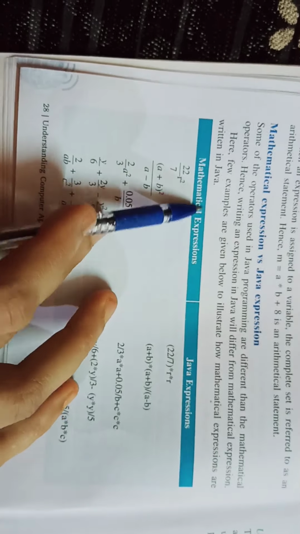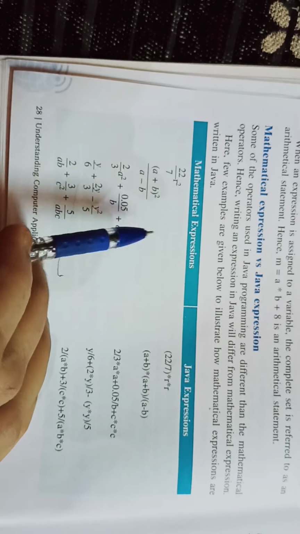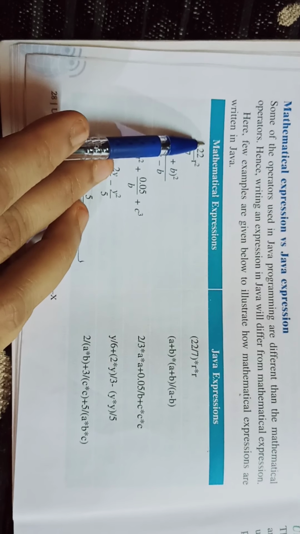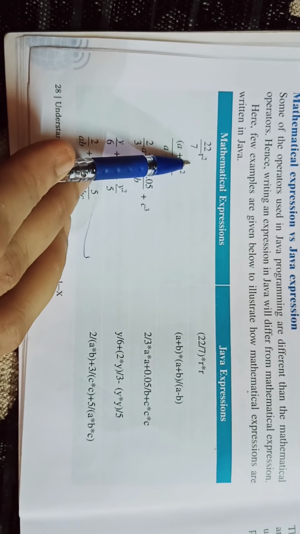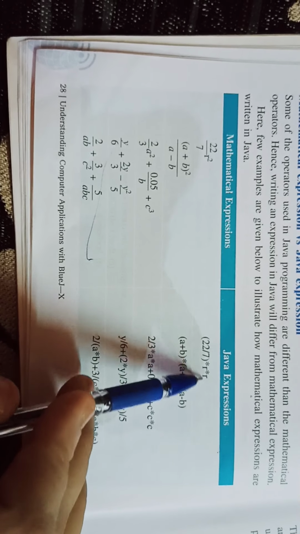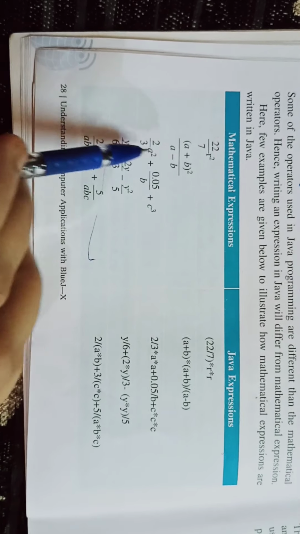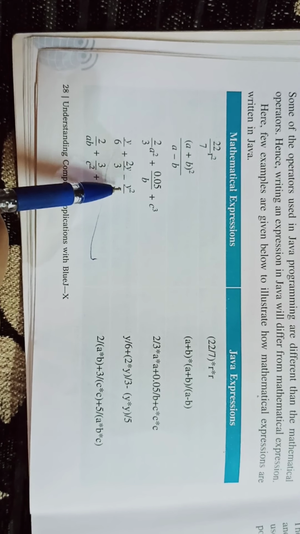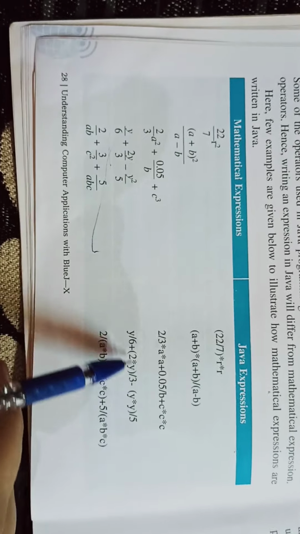Moving forward, look at this image. This is the mathematical expression, and you can write out the mathematical expression in this way also. For example, let's suppose you have to write 22 by 7 r square. Then this thing you can write it like this also, 22 by 7 r into r. Similarly, if suppose you want to write like y by 6 plus 2y by 3 minus y square by 5, this thing you can write it like this.